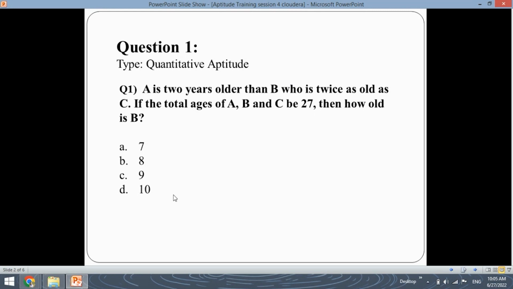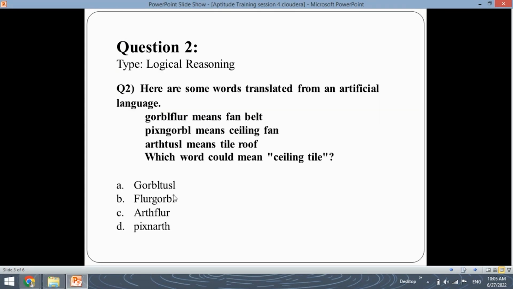Let's move on to the next question asked by the company Cloudera in its aptitude round. This question is based on logical reasoning. So here are some words translated from an artificial language, which means the words in our English language have been represented by some words using an artificial language. So you see, GOR, let's pronounce it as Godflower, means fan belt. Pixin Gorble means ceiling fan.